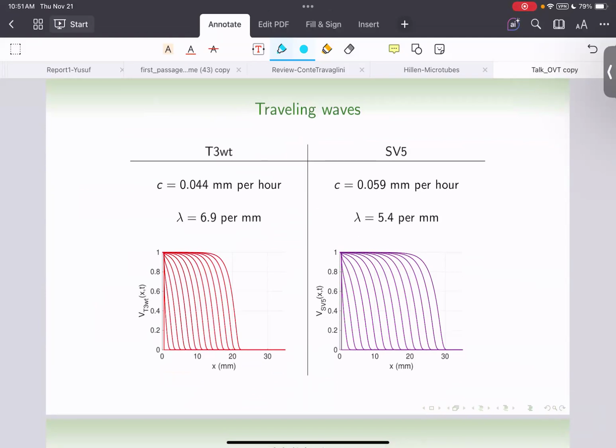For the wild type, we get 0.044 millimeter per hour. And for the supervirus, we get 0.059 millimeter per hour. So the supervirus is faster, right? It binds at a lower rate. As a result, it is actually the fastest spreader, making larger plaques, which you can see here in the red and the purple diagrams.